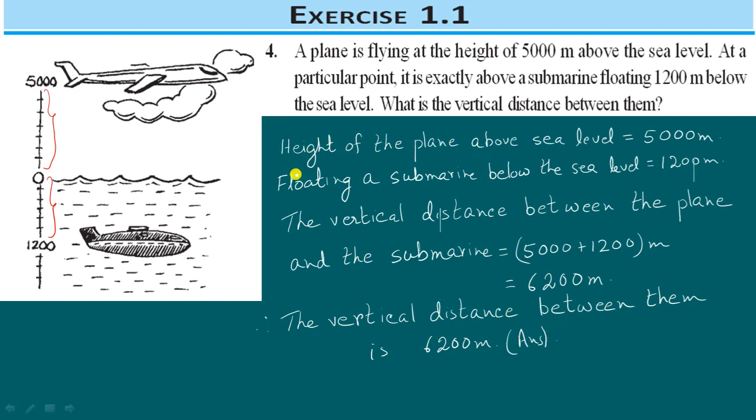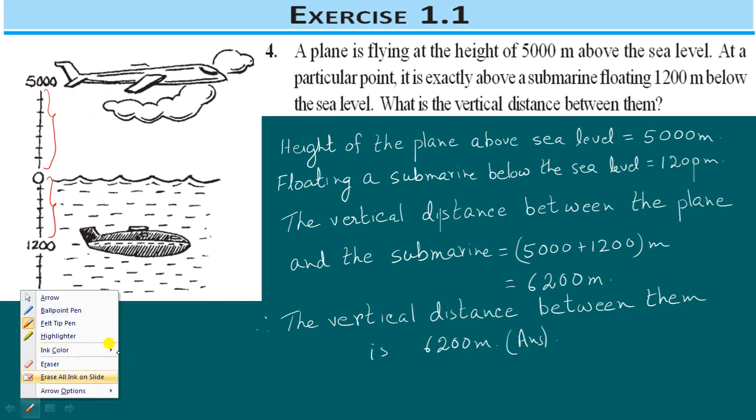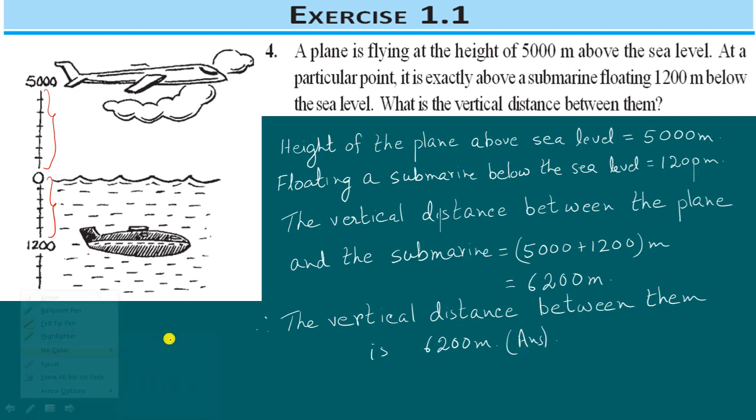Again we are repeating, height of the plane above the sea level is, here you see, this is 5000 meter, and the submarine below the sea level is 1200 meter. The total vertical distance is 5000 plus 1200, right? That is 6200 meter. Therefore, we can say that the vertical distance between them is 6200 meter.